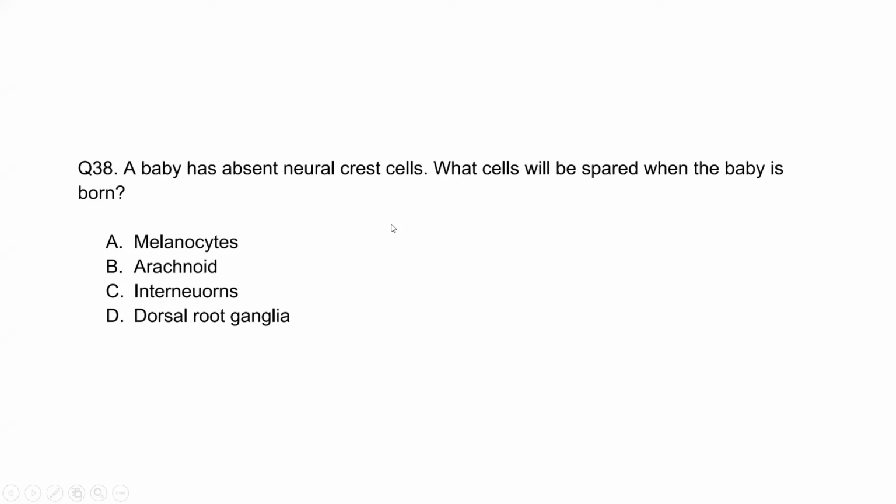So a baby had absent neural crest cells. What cells are going to be spared when the baby is born? This one's an embryo question. Yeah, so the answer is actually C. If we look at what the neural crest cells produce, it's responsible for a lot of the surrounding cells that surround the brain that aren't the neurons. The neurons, all of them, predominantly come from the neural tube. Okay?